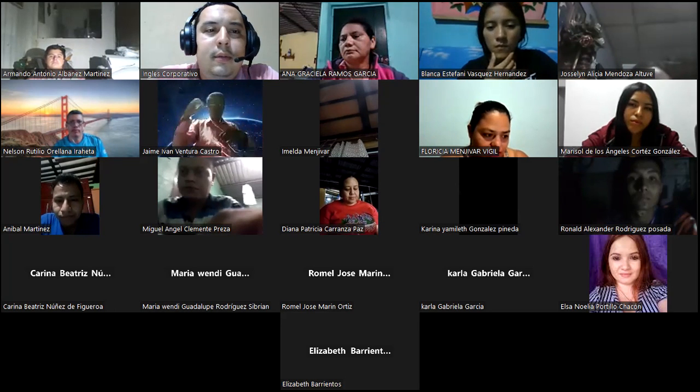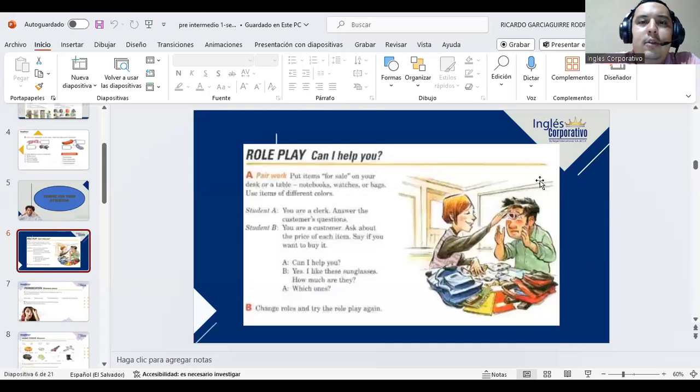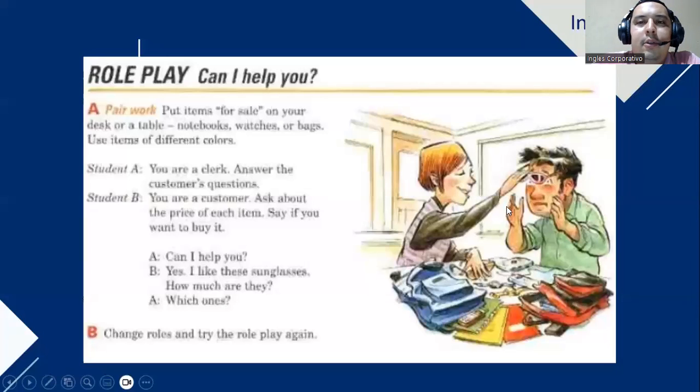Now we're going to start with the development of the topic. Do you remember what we were talking about yesterday? This, those, that, and all that kind of thing. Even we imagined if we were in a flea market. I don't know how many of you have heard about what a flea market is. Here in El Salvador, they are very famous.